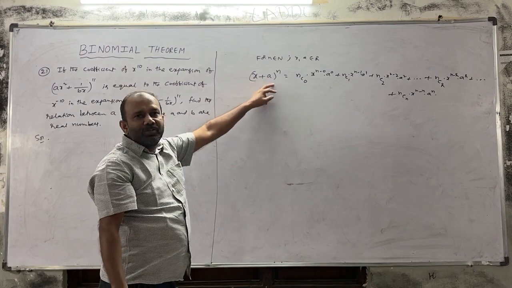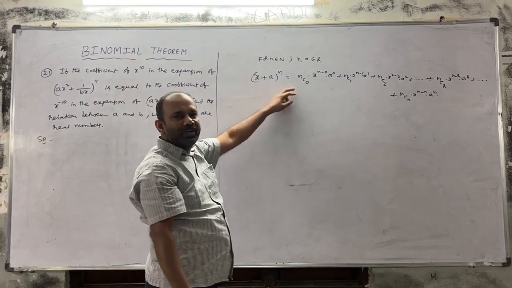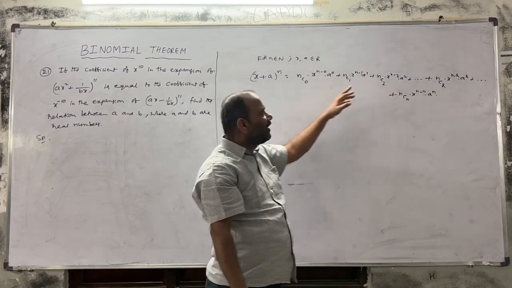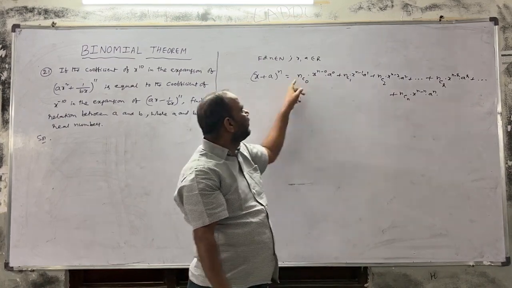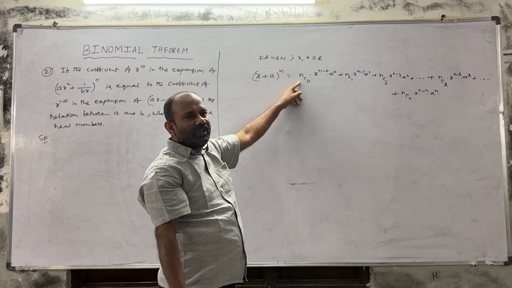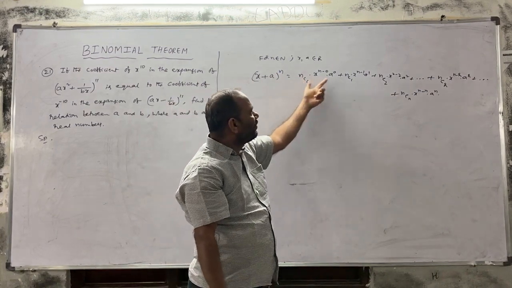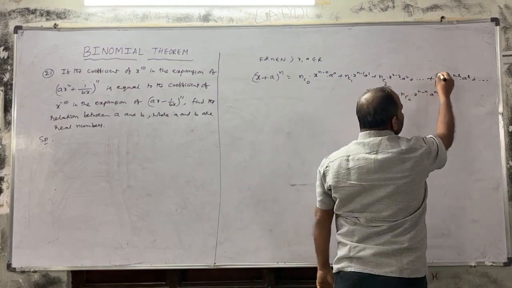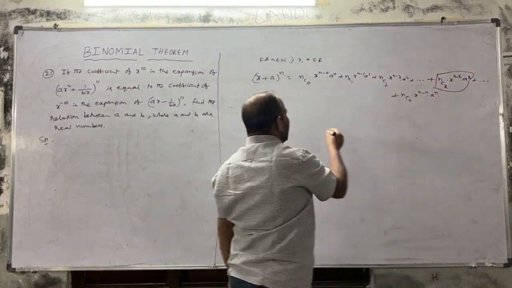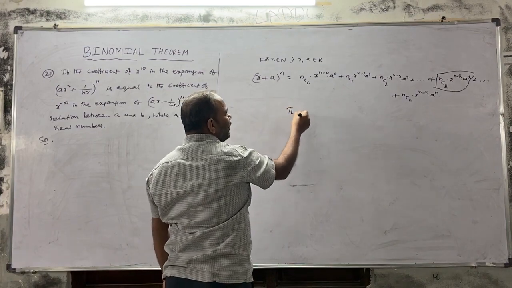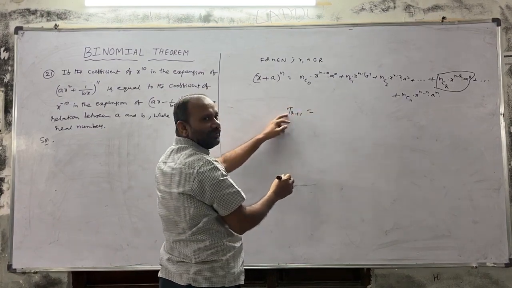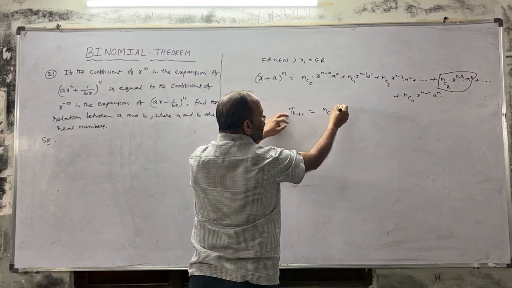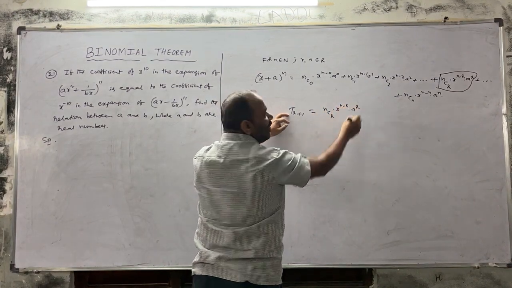Here (x + a)^n contains the total number of terms nC0, nC1, and so on, nCn. That means nC1 to nCn is n, and one more, n plus 1 terms. Out of all these terms, this is the first term, the second term, third term. This is the (r+1)th term. Here (r+1)th term, T(r+1). T means term, (r+1)th term. That is nCr x^(n-r) a^r.